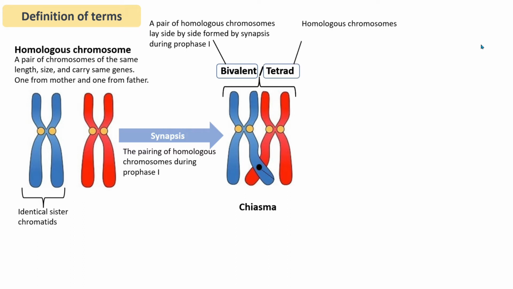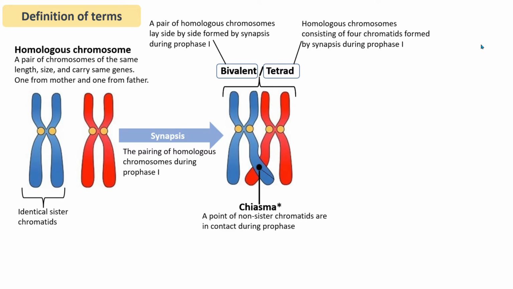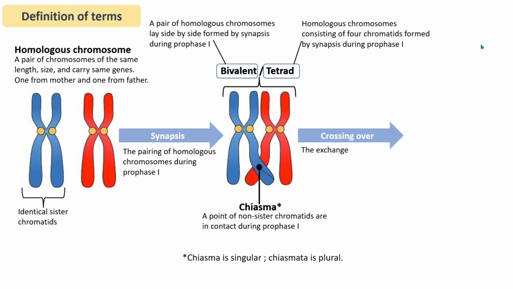Tetrad: homologous chromosomes consisting of 4 chromatids formed by synapsis during prophase 1. Chiasma: a point where non-sister chromatids are in contact during prophase 1. Crossing over: the exchange of genetic material between non-sister chromatids of homologous chromosomes during prophase 1.